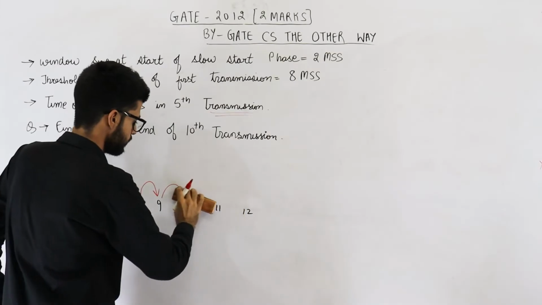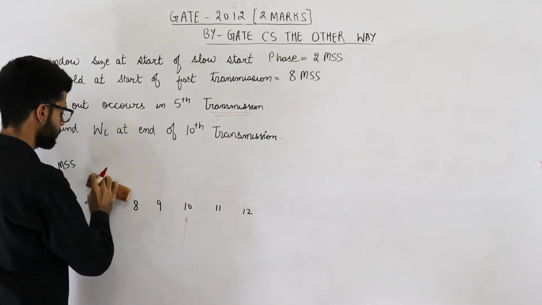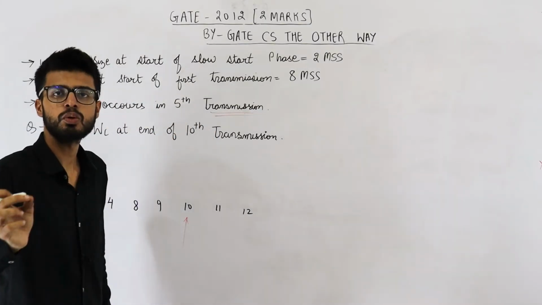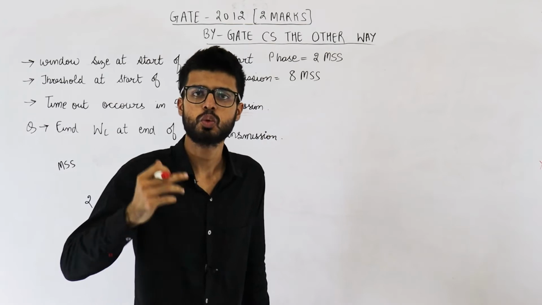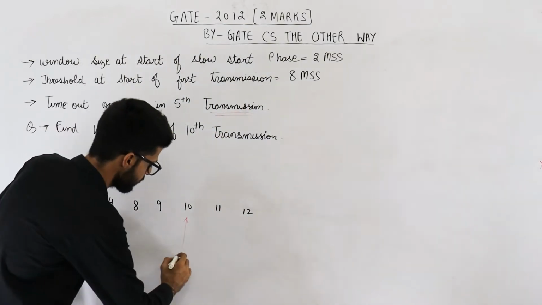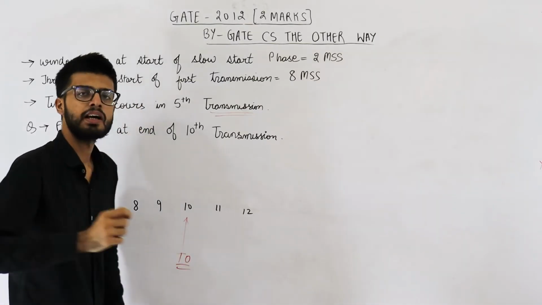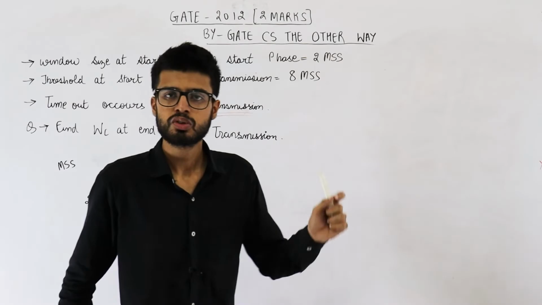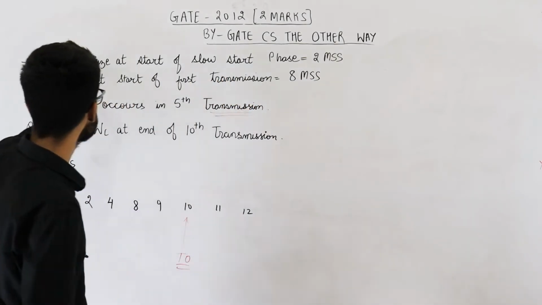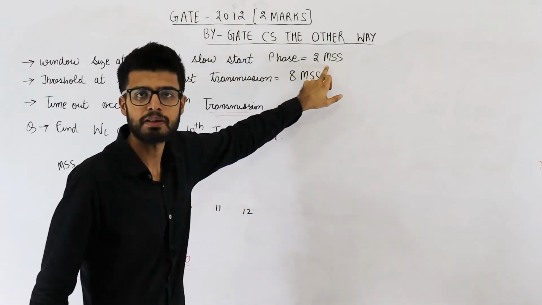Now have a look. Timeout has occurred. That means congestion is severe. Okay. In severe congestion, you are going to start from slow start phase once again. Okay. So at this point, timeout has occurred and you are going to begin from slow start phase. Slow start phase begins from 1 MSS generally.